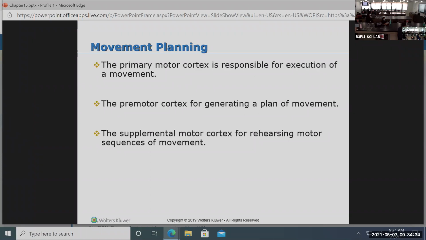I'm moving with the help of the response from the primary motor cortex. The premotor cortex generates a plan of movement. I'm going to go and plan, that is with the help of the premotor cortex. And I act, I produce movement, I execute movement, that is my primary motor cortex. We do have the supplemental motor cortex for rehearsing motor sequences of movement.